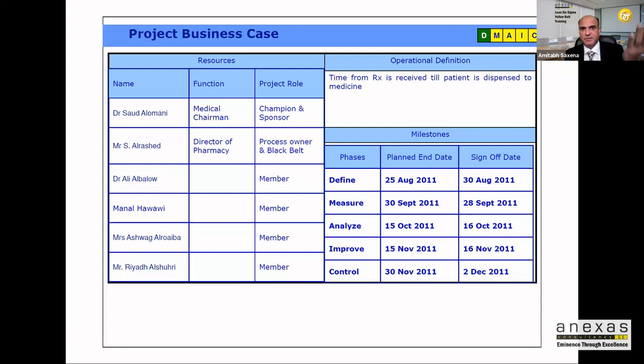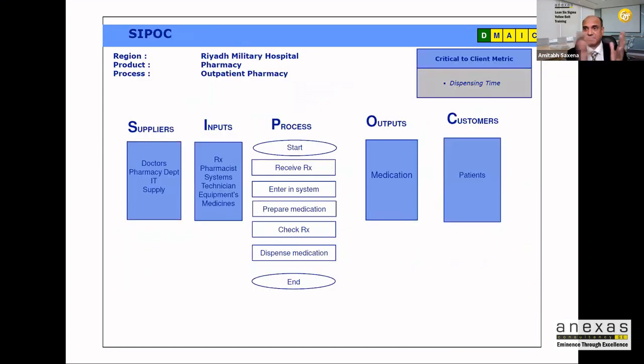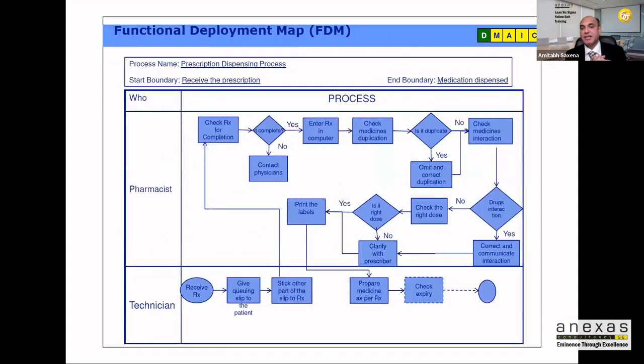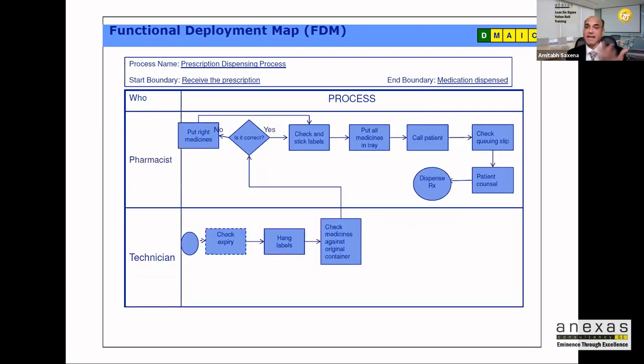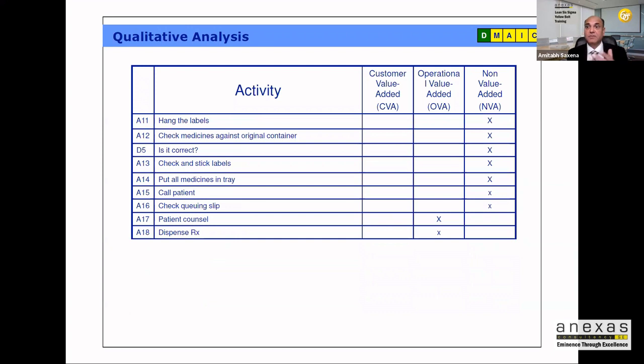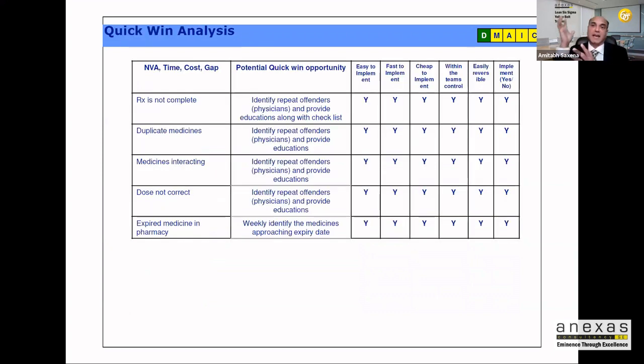We identify who the champion and sponsor are, etc. Then they make a SIPOC, as I told you, in the define phase. Then you make a detailed process map, and once you make it, you do a value-added and non-value-added analysis: which activities are adding value and which are not. Based on that, you try to do some quick improvement, a quick win analysis.